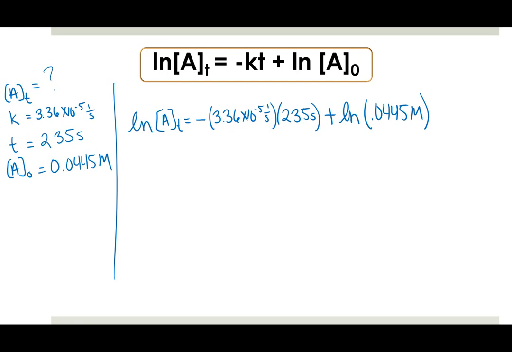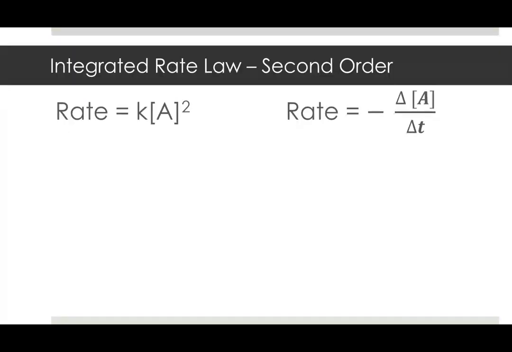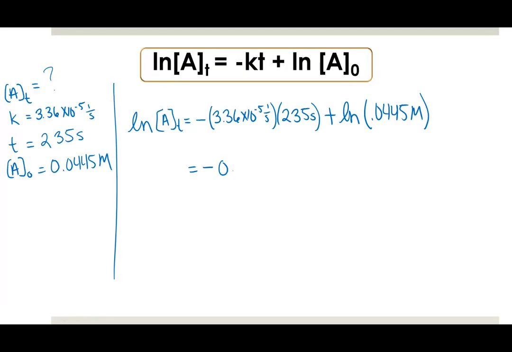So let's clean up the right-hand side step by step. 3.36 times 10 to the negative fifth times 235 seconds, we get negative 0.00789, plus, and then I'm going to type in natural log of 0.0445, and this is negative 3.11.